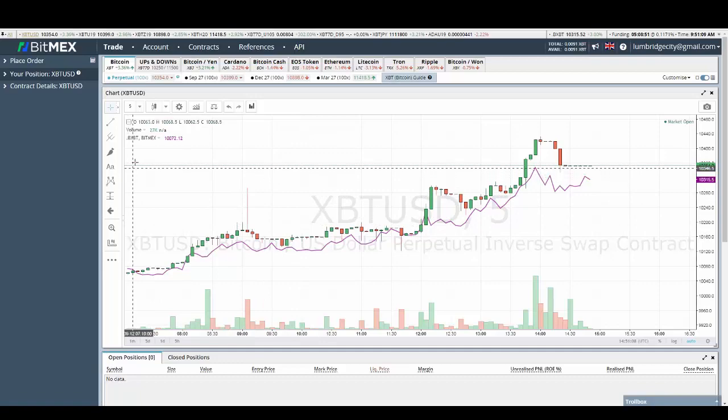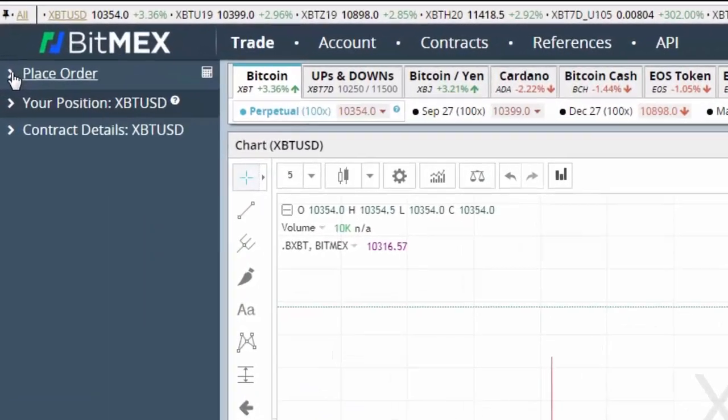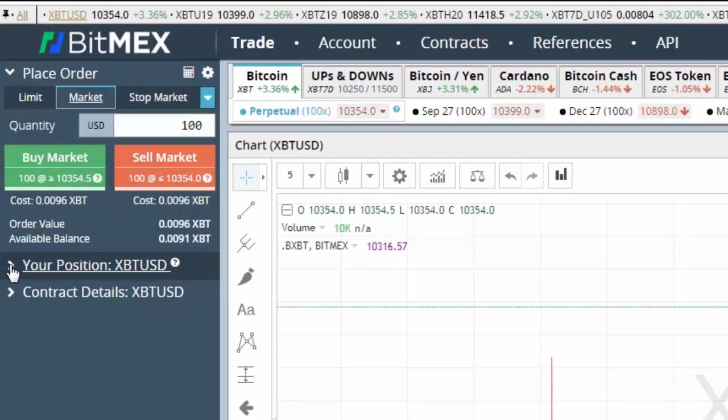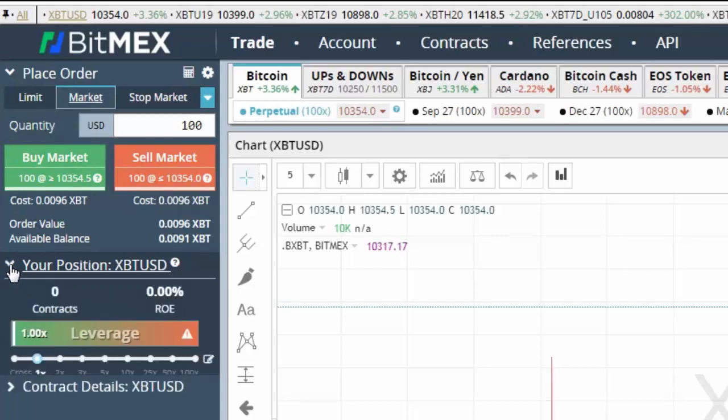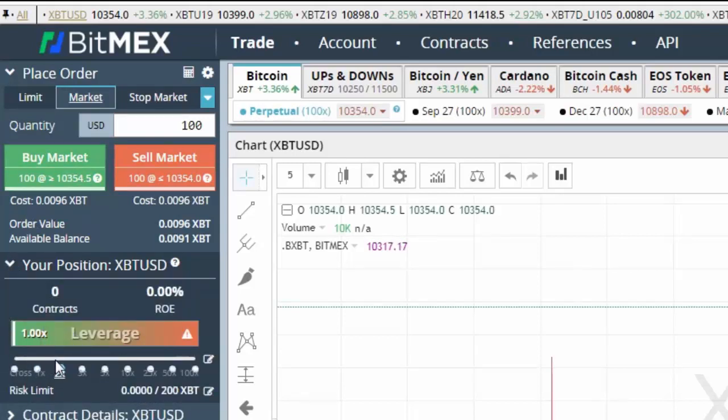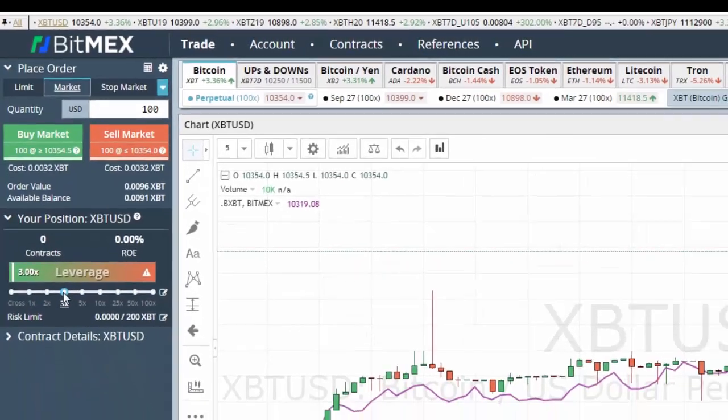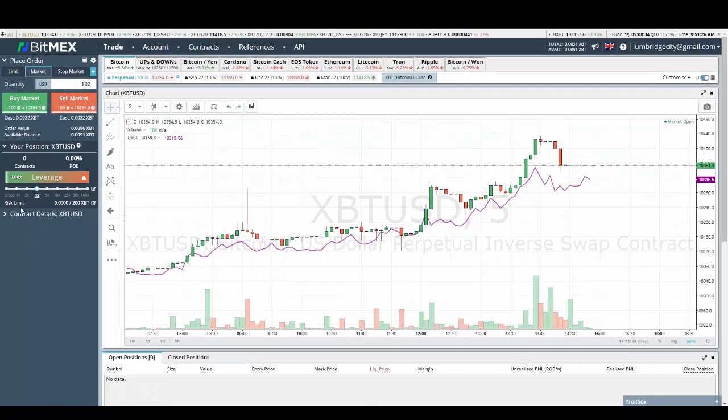Let's begin by opening the Orders tab and the Your Positions tab. In the Your Positions tab, we can select our leverage. For this example, I'm going to select 3-to-1 leverage. The simplest type of order is the market order. We can buy long or sell short.